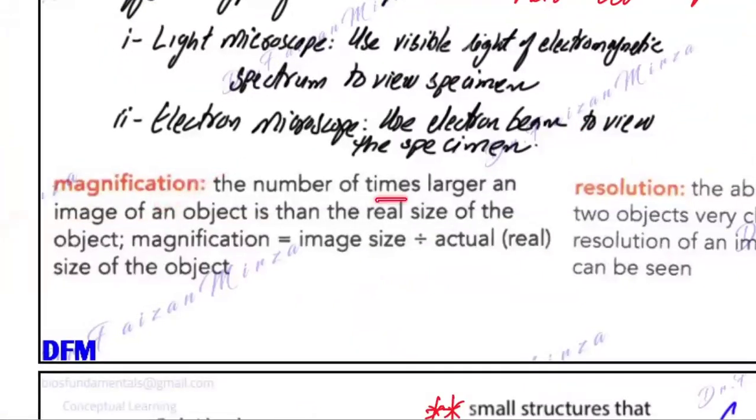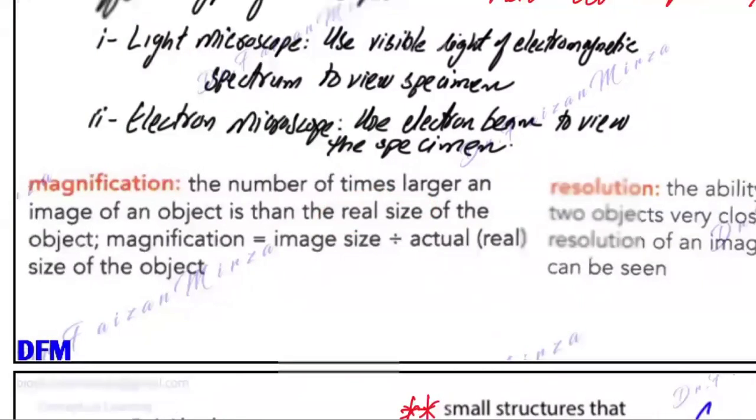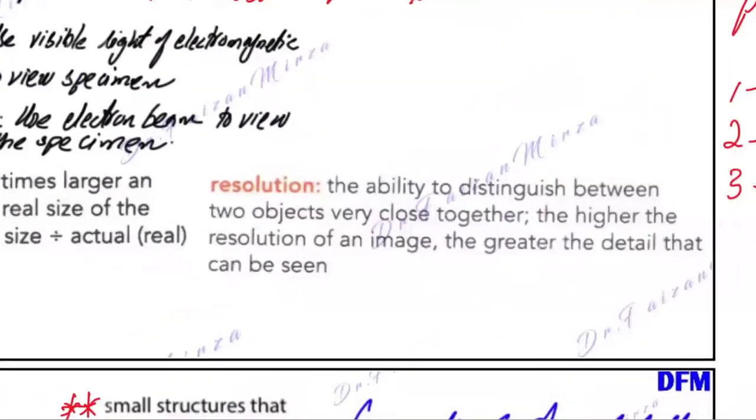You need to recall the term magnification. Basically, it's the times number. It's the number of times the image of an object is larger than the actual size of that object. So magnification can be calculated using the formula image upon actual. Be very familiar with this formula and know how to rearrange it so you can carry out the calculations of magnification as well.